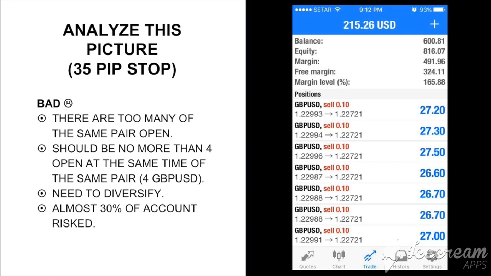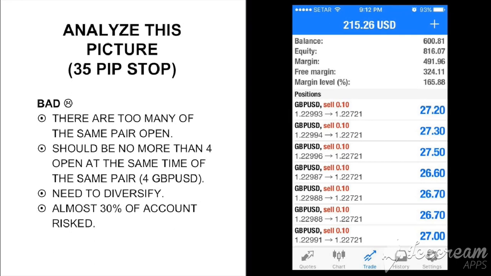All right. If you're going to open up several pairs, then don't go over 4. 4 is actually kind of excessive unless you actually have a strategy. 2 is great. 3 is okay as long as you have a strategy. But 4, and after that, you're just excessive. All right. There should be no more than 4 open at the same time. I already said that. Okay. Need to diversify. The fact that you've got GBP USD and you've got all GBP USD, that's not a very diversified trade. All right. And then almost 30% of your account has been risked.